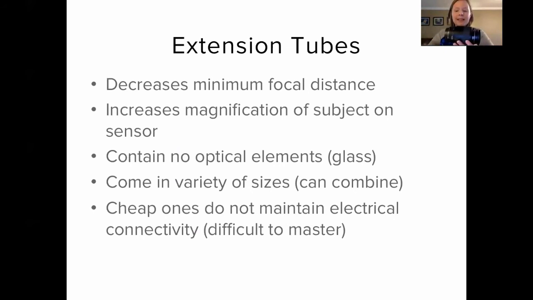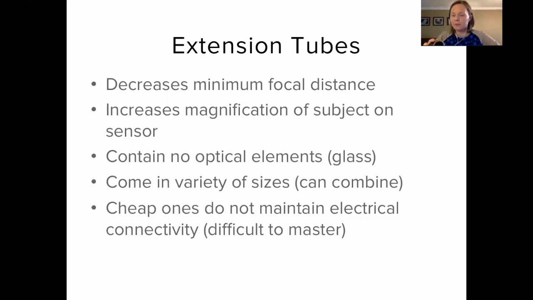Now, if I put extension tubes on, and these mount between my camera and the lens, I may decrease that minimal focal distance from 10 inches to maybe 7 or 8 inches. So now I can get just a little bit closer to my subject, which in turn magnifies it. So it's a really great thing to use.